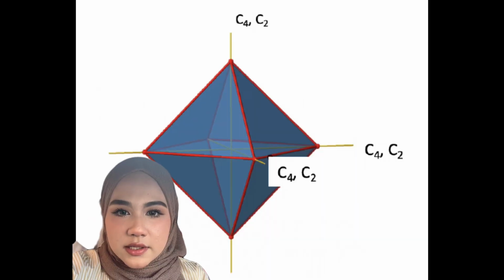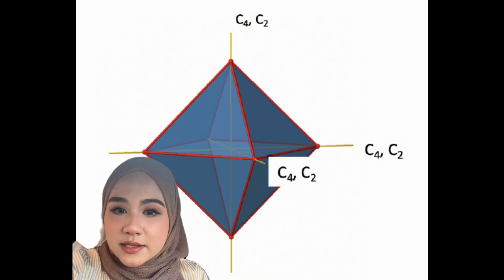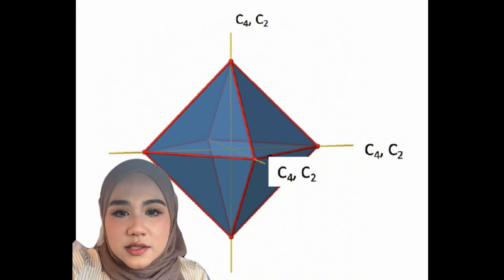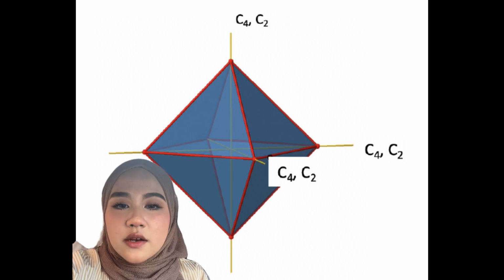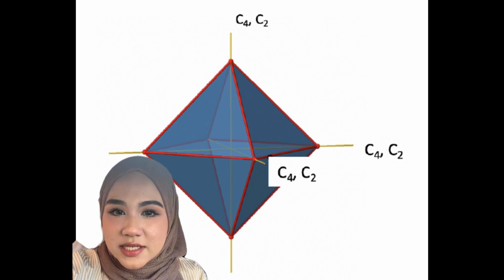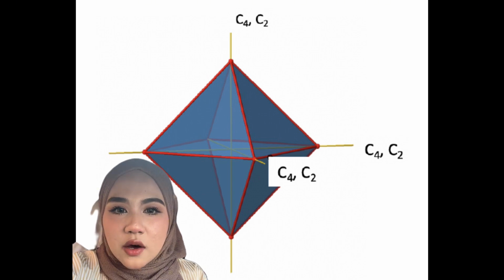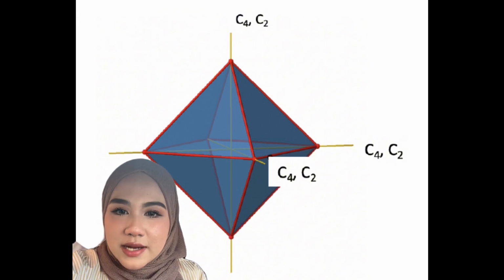In the octahedron, there are three types of rotation by 360 degrees. There are three C4 axes because an octahedron has 6 vertices, which are all symmetry equivalent. We can see that there are also C2 axes where the C4 axes run. This is because rotating 2 times around 90 degrees is the same as rotating around 180 degrees.